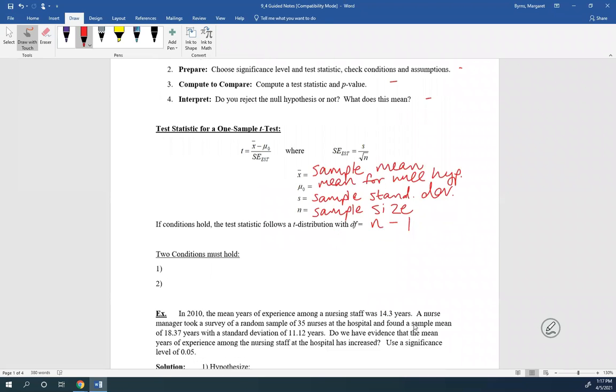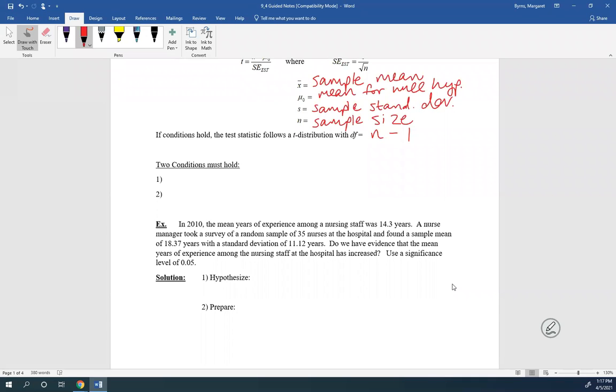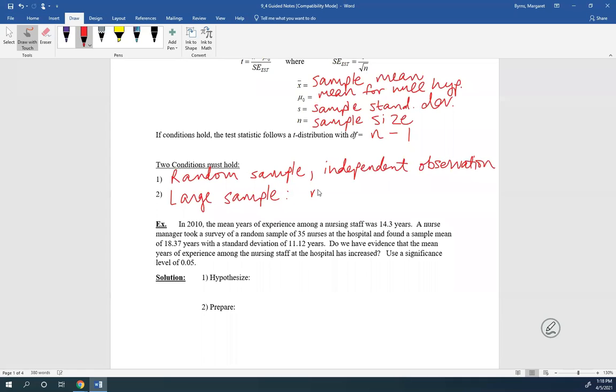So what are the two conditions that must hold in order to run a hypothesis test for mean? Well, the first is that it has to be a random sample. It always will be. We'll always tell you the sample was pulled randomly. And the observations have to be independent, and we can assume independent. In other words, each person in your sample has nothing to do with anybody else in the sample. As long as it's random, you can assume that they're independent. And then the other condition is that you have to have a large sample. And how large does it need to be? It needs to be large enough that you have at least 25 observations in your sample. So 25 or more have to be in your sample.